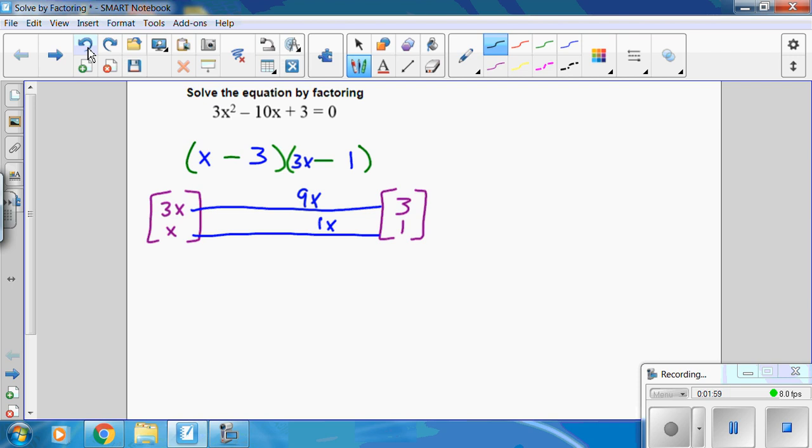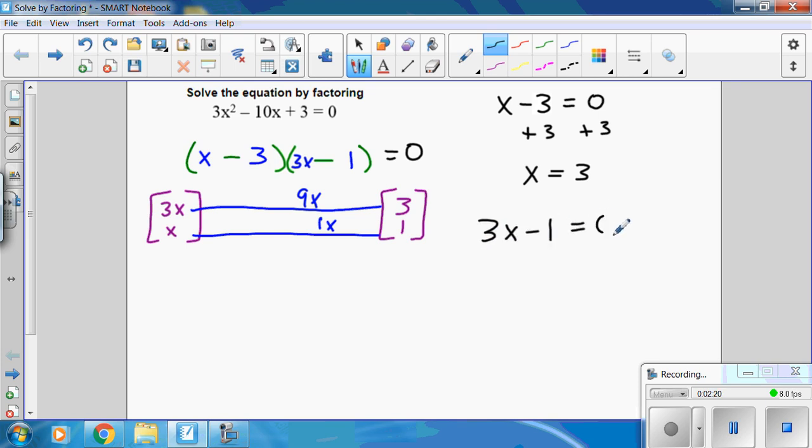It is factored. Now, set this equal to 0. And what we're going to do, we're going to take each one of these two expressions and set it equal to 0 and solve. So starting with x minus 3, set that equal to 0. Add 3. X equals 3. That's one solution.